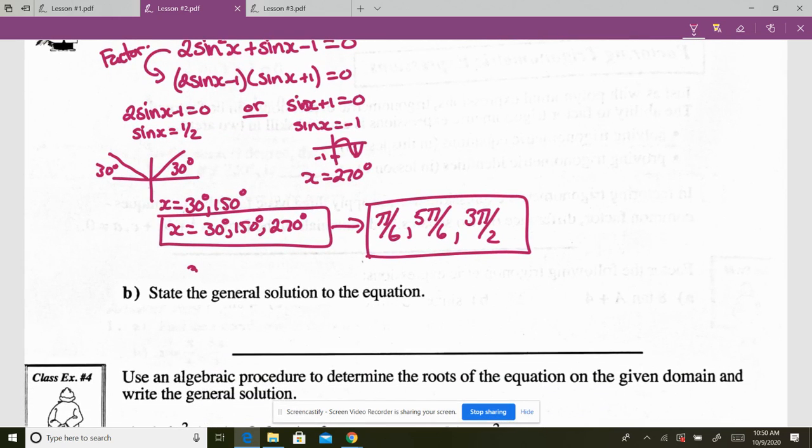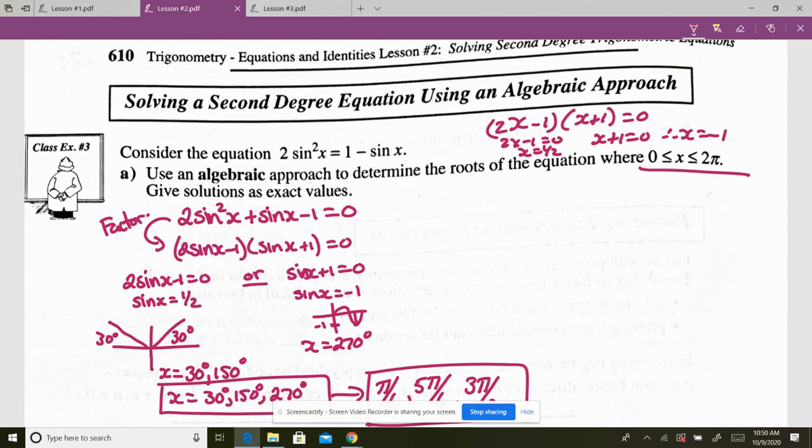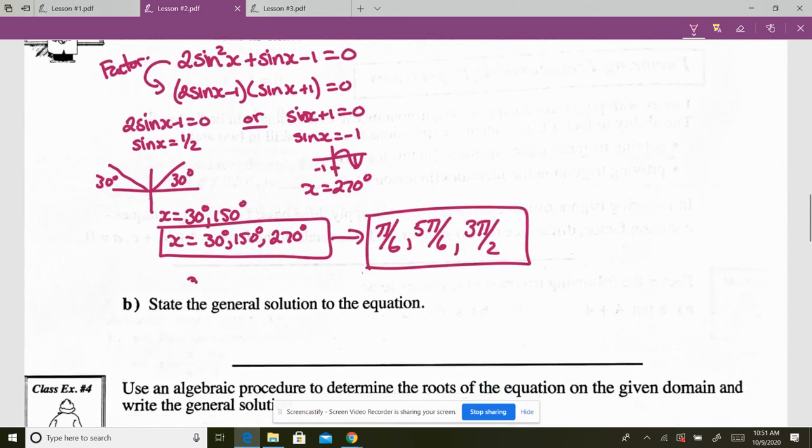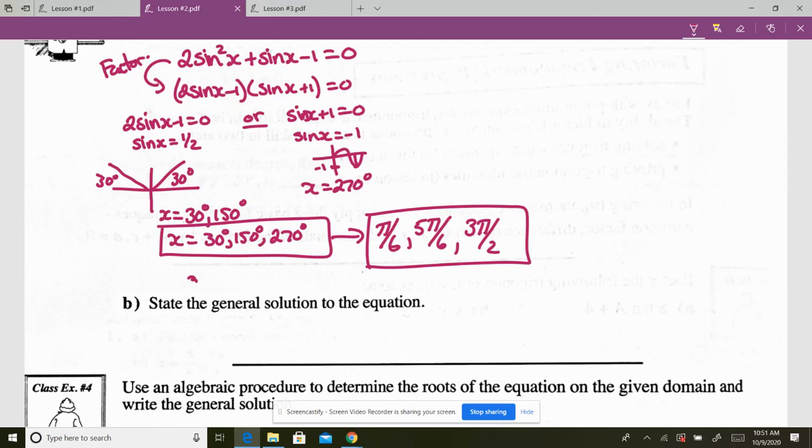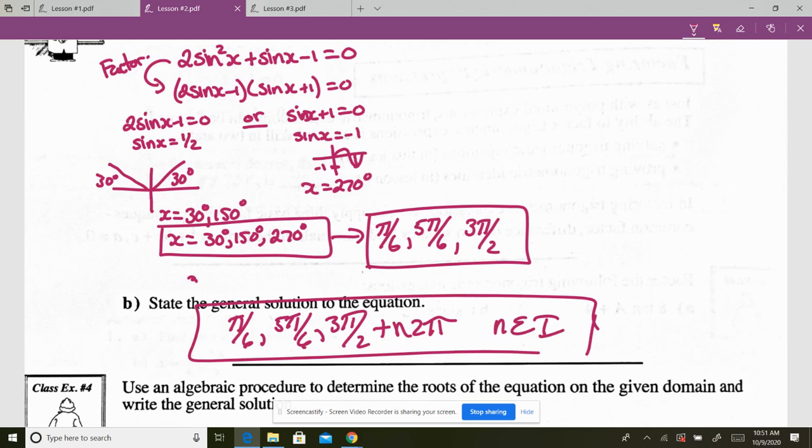What's the general solution? So remember, general solution is all multiples of these. What's the period of this graph? Do I have any b values other than 1? I don't. So the period of this graph is n360. Oh, we're in rad, so we'll do it as n2 pi. So just take your answers, 5 pi over 6, 3 pi over 2, and go plus n2 pi. N is all integers, and you are done.